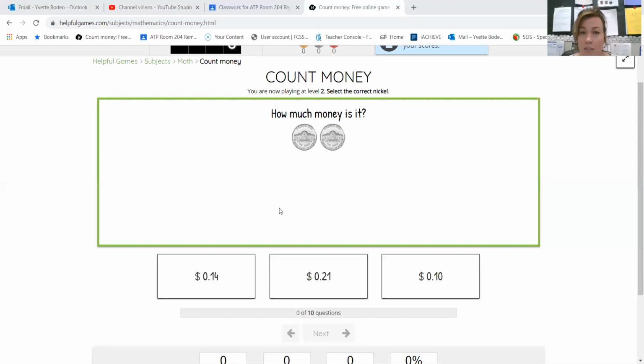With nickels, though, I can also count by fives. Let's count by fives to a quarter, right? 5, 10, 15, 20, 25. So when you count by fives, you're just saying every fifth number out loud.